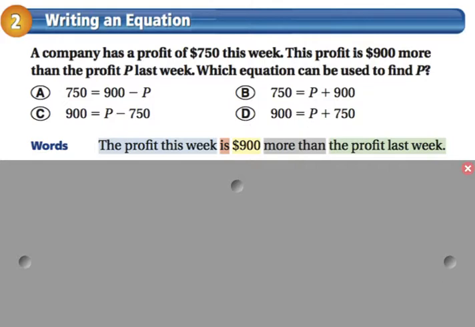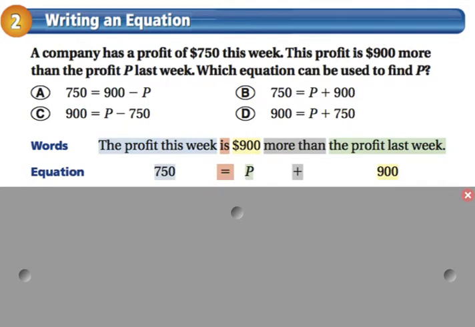The profit this week is $900 more than the profit last week. So the profit this week, we're going to use 750. Is my equal sign. So the profit this week is 750. It is P plus 900. 900 more than means plus 900.